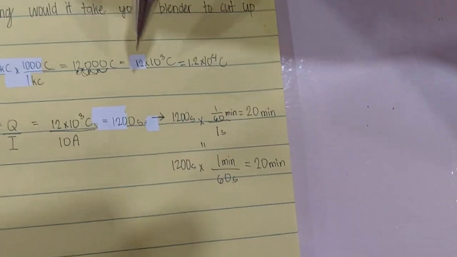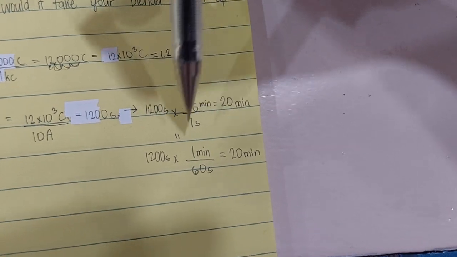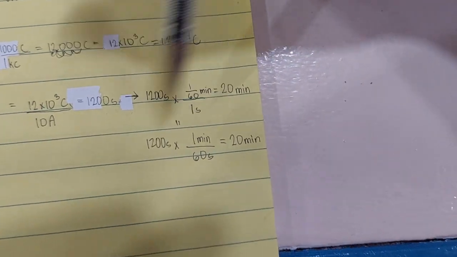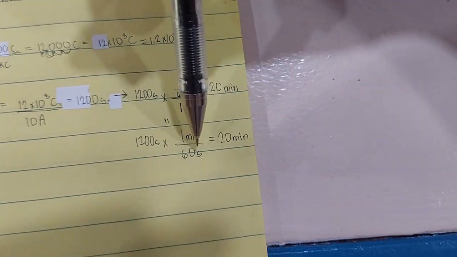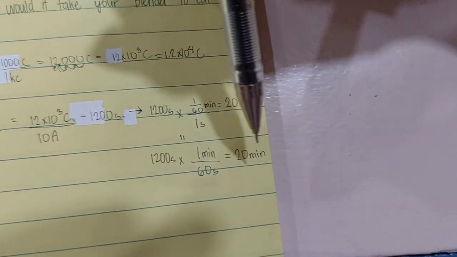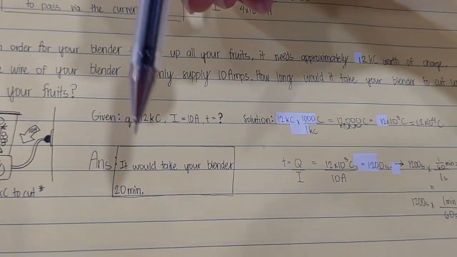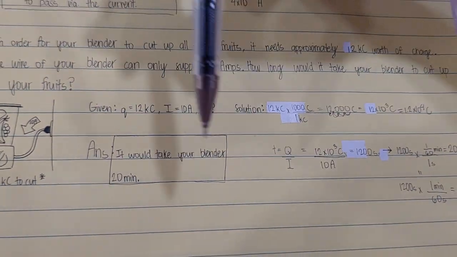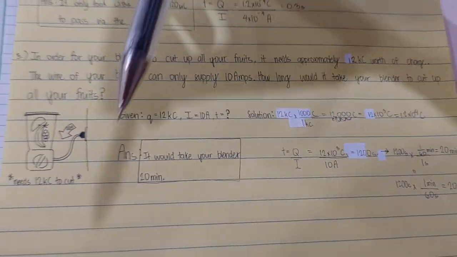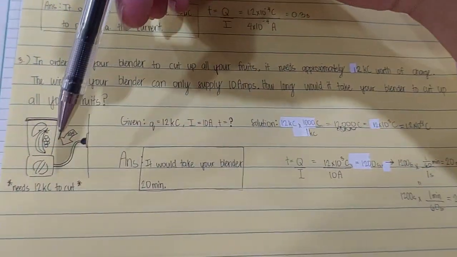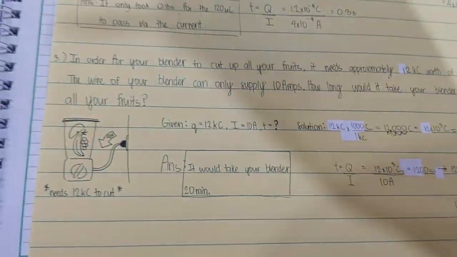So let's convert. So 1,200 seconds, right? In 1 second, there's approximately 1 over 60 minutes. Or in 60 seconds, there's 1 minute. And put that in your calculator and you'll end up with 20 minutes. So finally, our answer is that it would take your blender 20 minutes to cut up all this fruit. And it would take your blender 20 minutes to reach the 12 kilocoulombs.